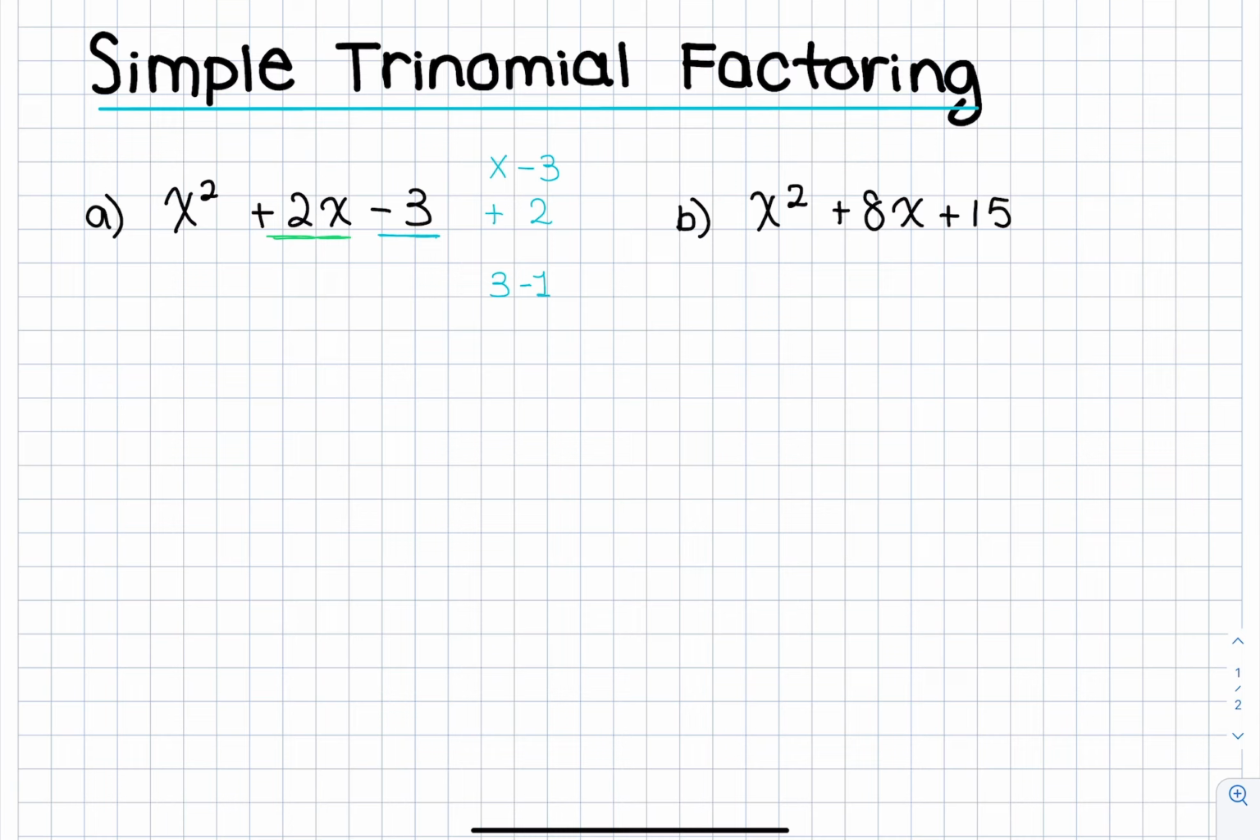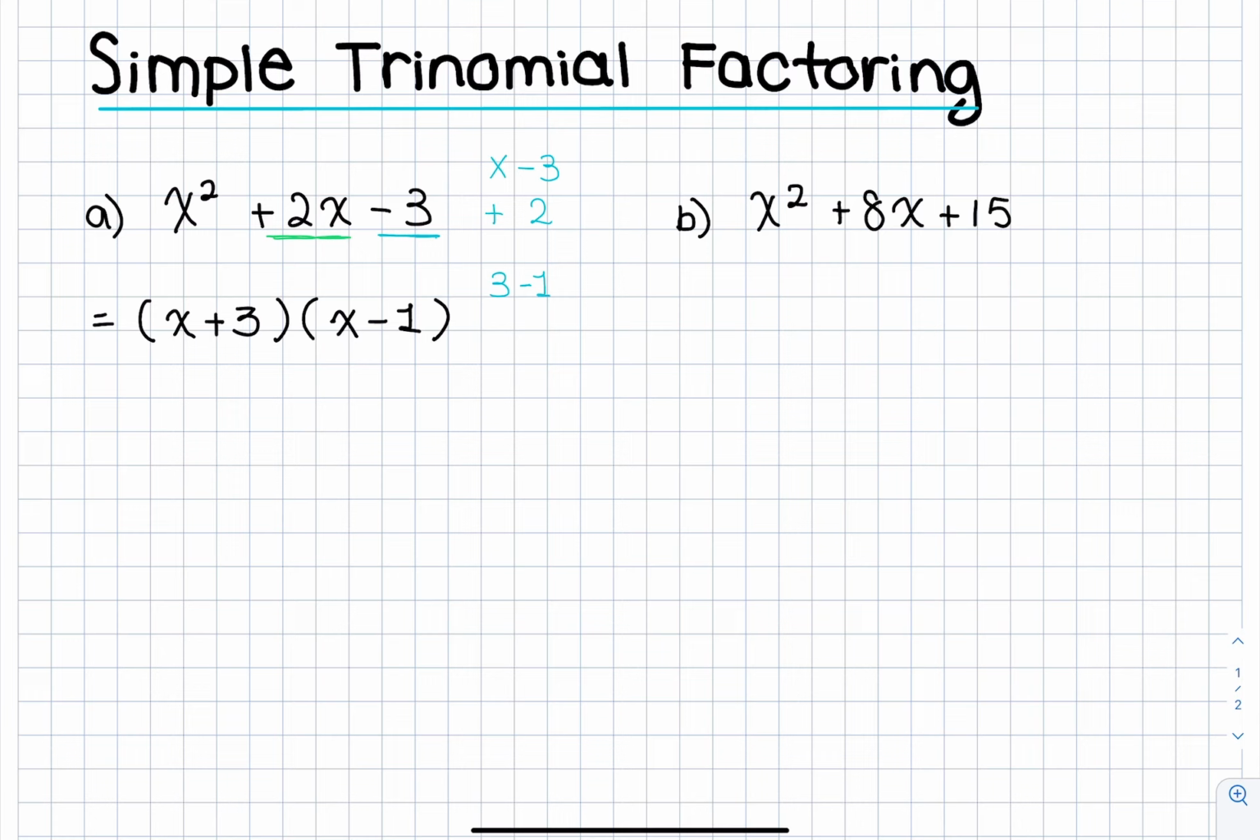What's nice about simple trinomial factoring is once we know these two numbers here, we can put them directly into brackets. So the final form is we're going to have 2 sets of brackets like this, and then we're going to have x and then our 2 numbers. So in this case, it's +3, it's positive, and then -1. And the reason this works is because if we were to FOIL and redistribute those 2 brackets, we would end up with what we started with.